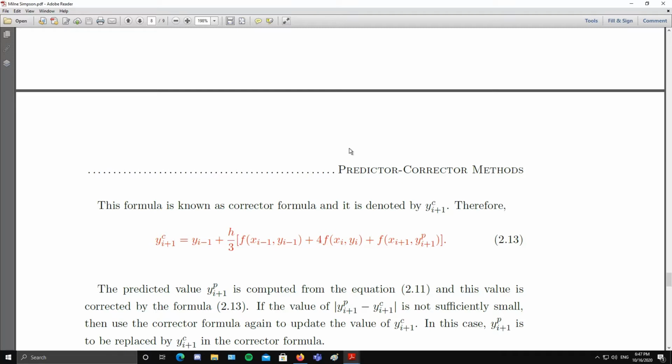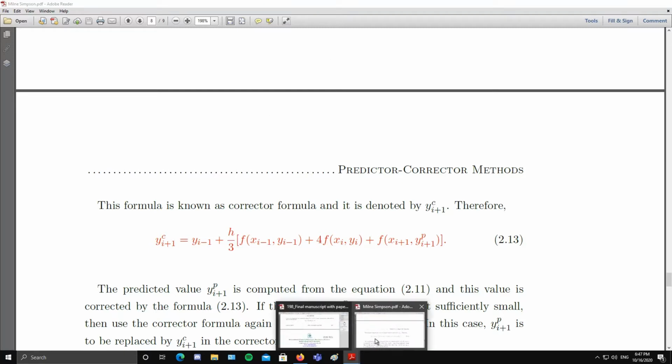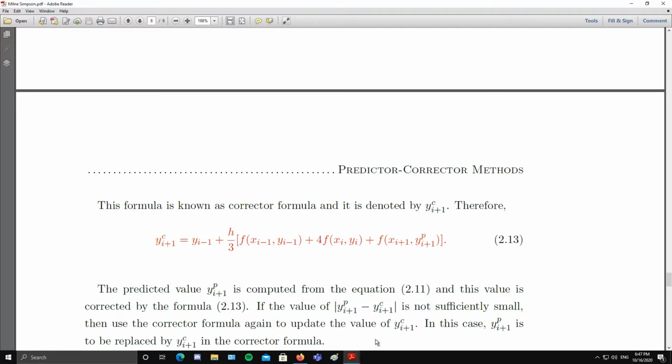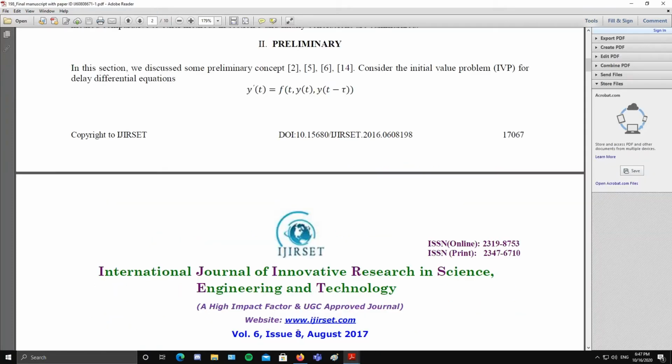Now I will explain the modified Milne-Simpson method of solving delay differential equations. We know that ordinary differential equations play an important role in science and engineering. Delay differential equations are a type of differential equations in which the derivative of the unknown function at a certain time is given in terms of values of the function at previous times.